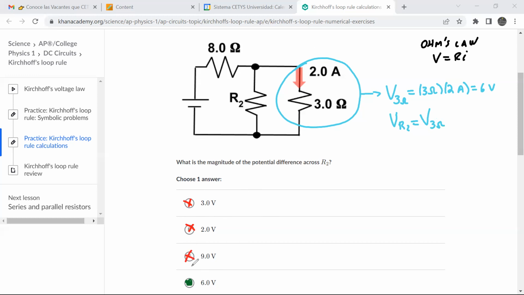Oh, I'm gonna tell this person then that I was right. So it should be 6 volts.